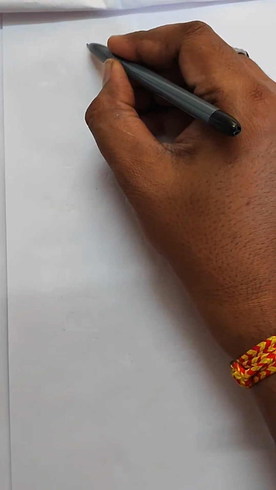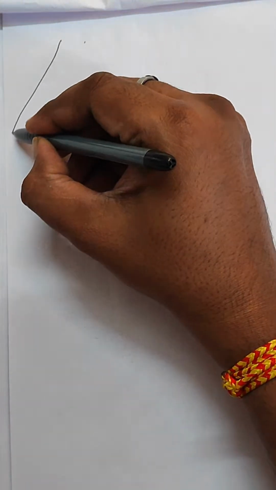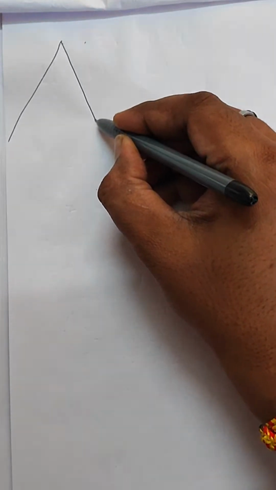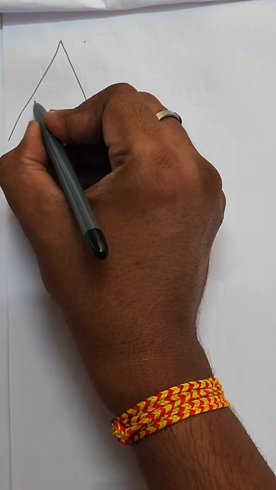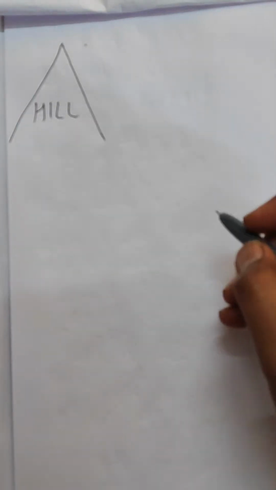We'll be taking one question from height and distance where it's given that from the top of a hill, two angles of depression are given to you. So let's say if this is a hill, then from this hill, the angles of depression of two consecutive kilometer stones.